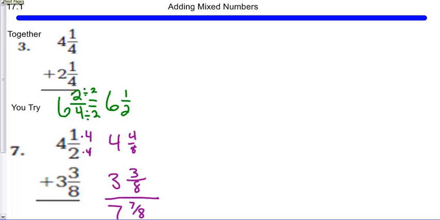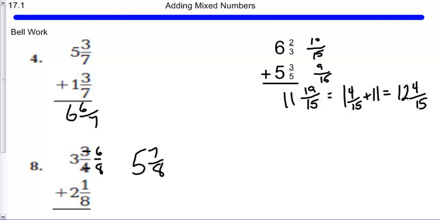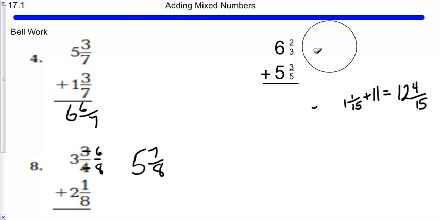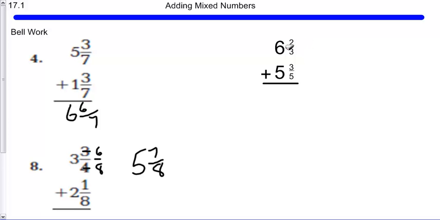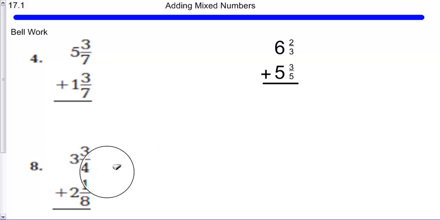Now there's one last thing that I want to talk about. That last thing I have here is one of your bell work problems. Now, what if I get a problem 6 2/3 plus 5 3/5? Now, both of these fractions are greater than half. Well, let's see what happens.